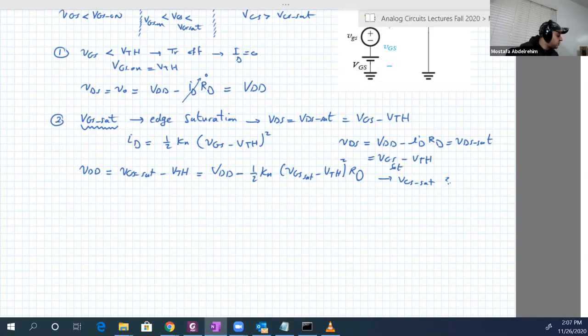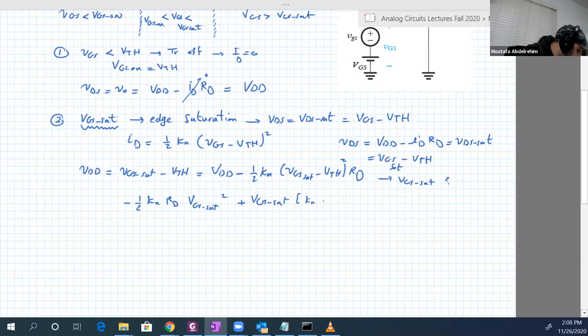Based on that, we can simplify this into the following equation, in which we have minus half Kn RD VGS set squared, plus VGS set times Kn RD V threshold minus 1, plus V threshold plus VDD, minus half Kn RD V threshold squared. This is equal to 0.